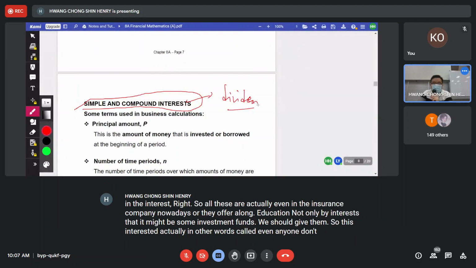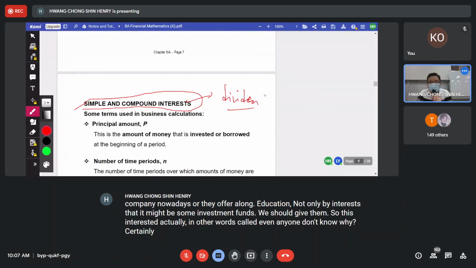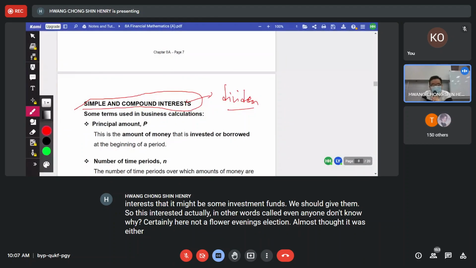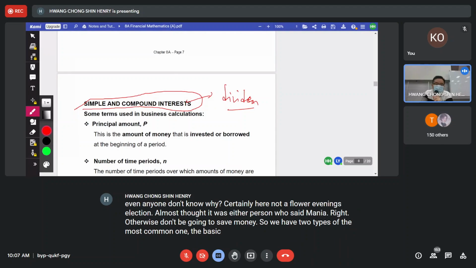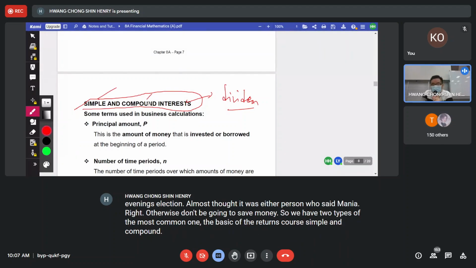Anyone don't know what it's called? In Malaysia we call it what? Bunga, not the flower. Dividend means the extra money given to the depositor. What's a depositor? A person who saves money. Otherwise, no one would want to save money. So we have two types. The most common one, the basic of dividend, is called simple and compound. For this chapter, we're going to introduce the most basic first.